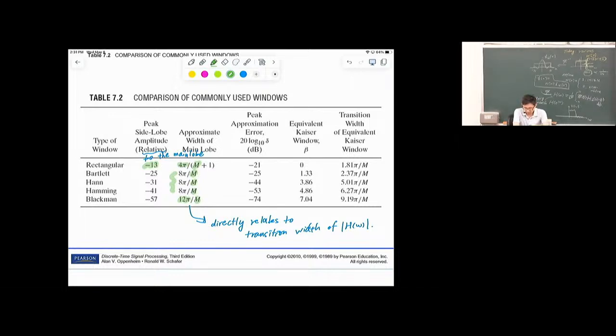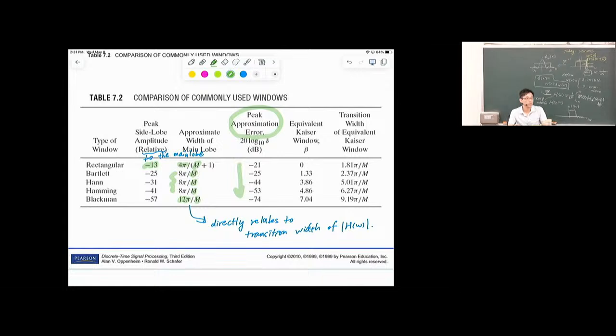So that's the second column, okay? Main lobe width increases as we go down the table. And what else? Let's look at the third column. This is the ripple we're talking about. Peak approximation error, the Gibbs phenomenon that we cannot simply reduce by increasing the length of the filter, okay? So now we are comparing across different types of window instead. When you attempt to make this better, you need to consider choosing a different kind of window.